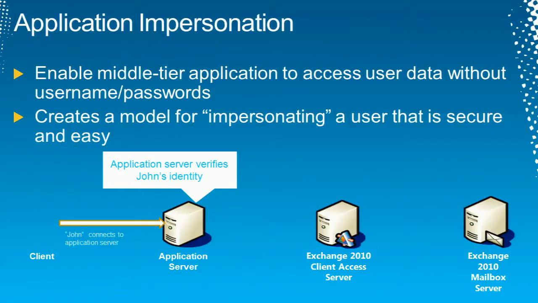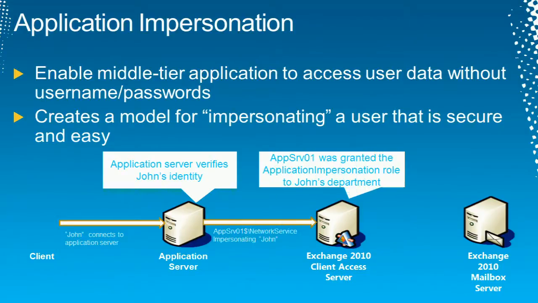So by the time the request makes it to the application server, it's already confirmed that John is the one authenticating using whatever means. That application server is then going to turn around and connect to Exchange Web Services, and it's going to use its own credential.